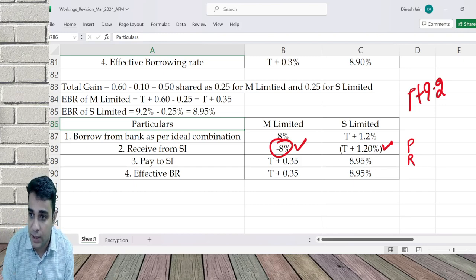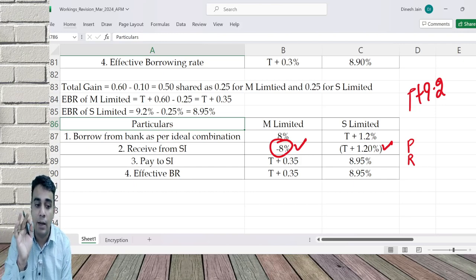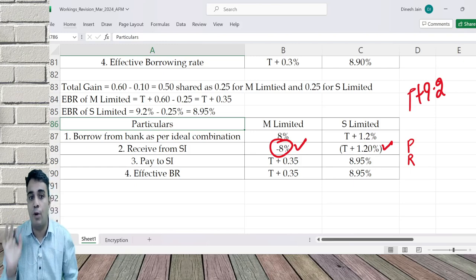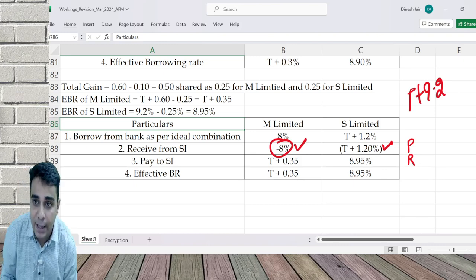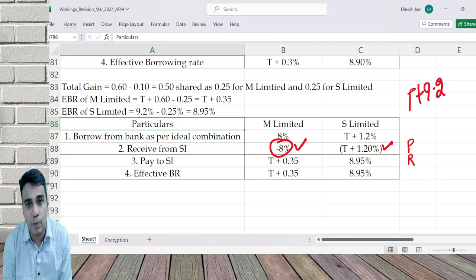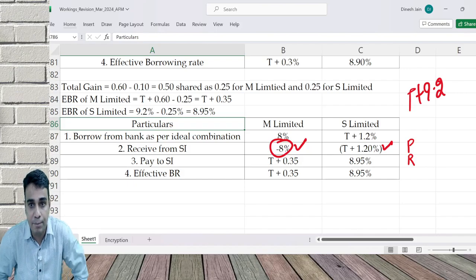3 and 4 are the same. Pay to the swap intermediary, receive from the swap intermediary, and that is the effective borrowing rate. To cut it short, effective borrowing rate is equal to originally planned borrowing rate minus the share of swap gain.